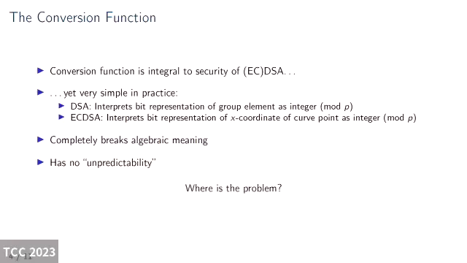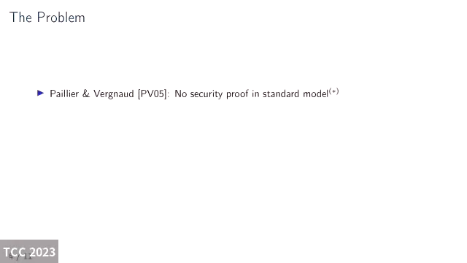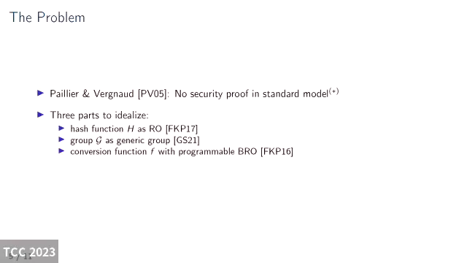So where's the problem? Well, it was shown rather early that it is unlikely that we can find a standard model proof for ECDSA or GenDSA, so we have to idealize. And there are three parts which we could look at. The first one is, of course, the hash function, which we could model as a random oracle. This was done by Fersch et al. in 2017, but they don't get full security. That's unfortunate, and it actually turns out in this work that their limitation is inherent. We could also idealize the group as a generic group, which was done by Groth and Shoup, but this is an even stronger idealization than the random oracle model, so we would also like to avoid this.